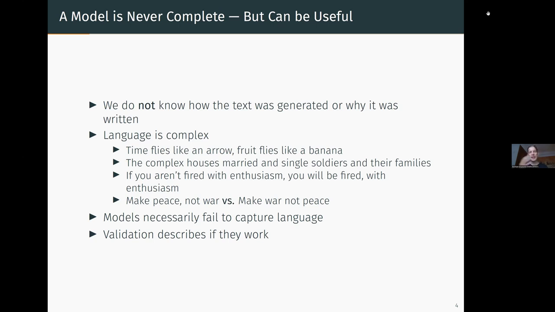And we can then use various methods of validation to figure out whether they actually work the way they do.